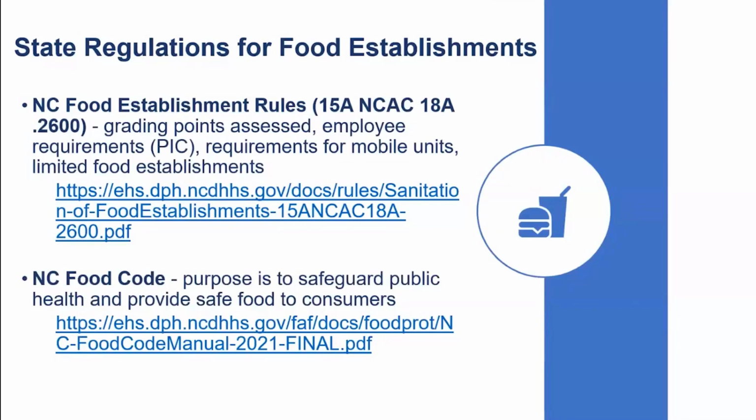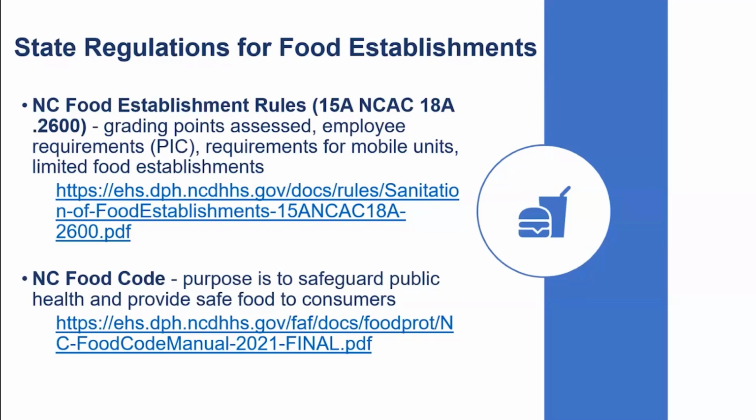The second link is to the North Carolina Food Code. As I said, North Carolina has adopted and is currently operating under the 2017 FDA Food Code, although there is a more recent version that has been issued by the FDA. The NC Food Code guides the do's and don'ts for foods offered for sale in North Carolina. This is the document on which the food establishment permitting and inspection grades are based.